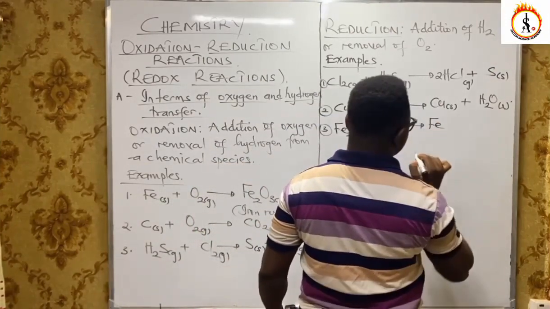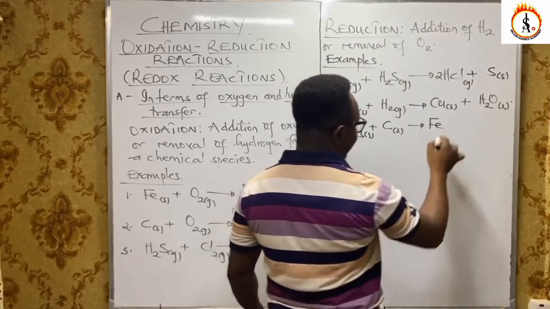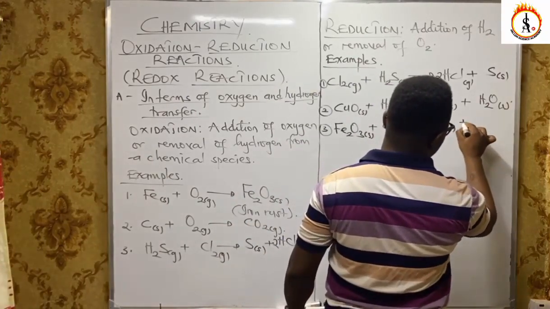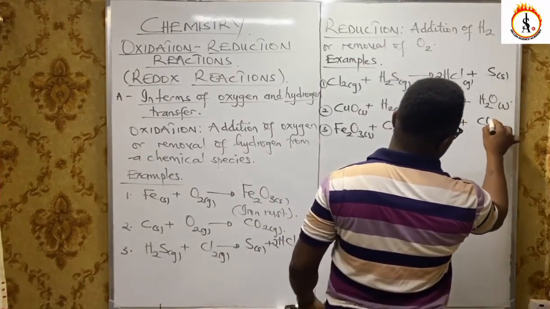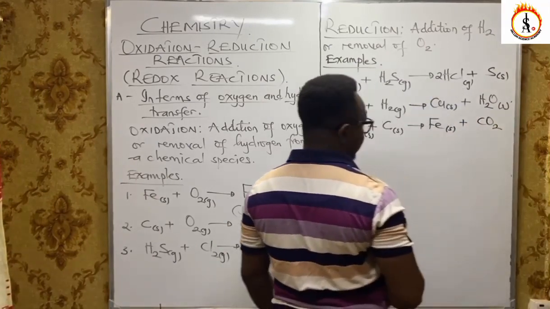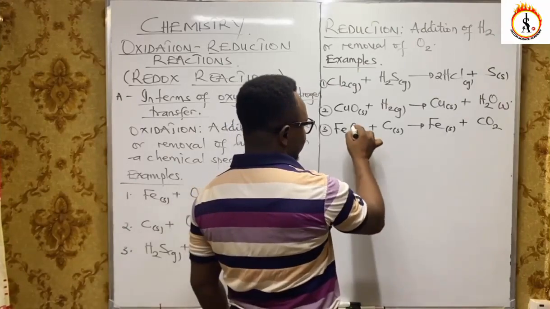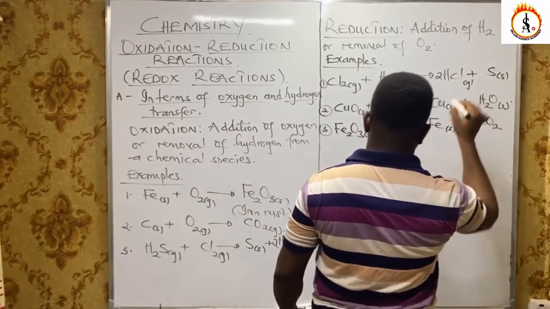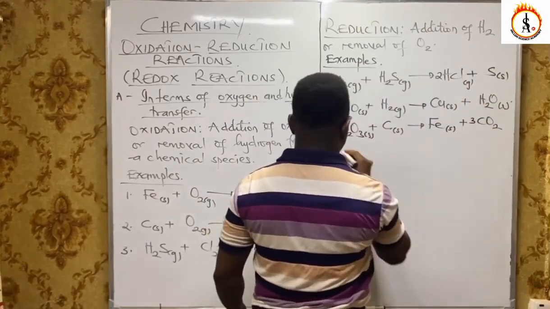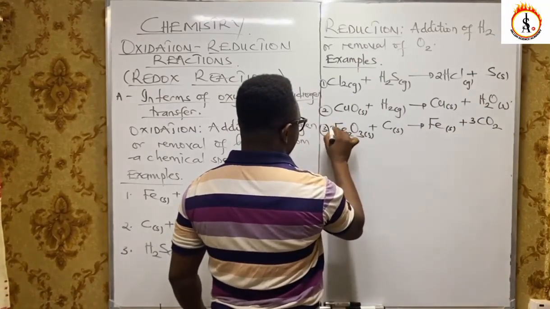So we say iron here has been reduced by losing the oxygen, and then it is going to combine with the carbon to give us carbon dioxide. So we can balance this equation here. Of course, here we have 3 atoms of oxygen. So we place 3 here. This becomes 6. So we can place 2 in front of this.